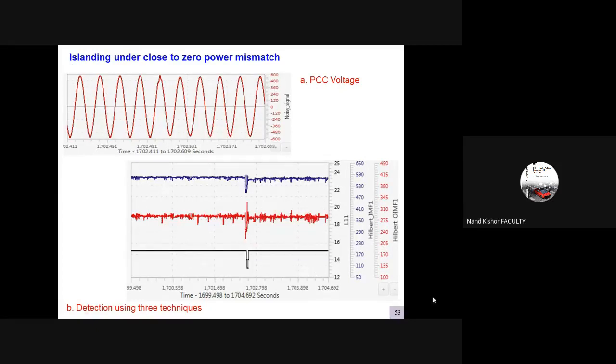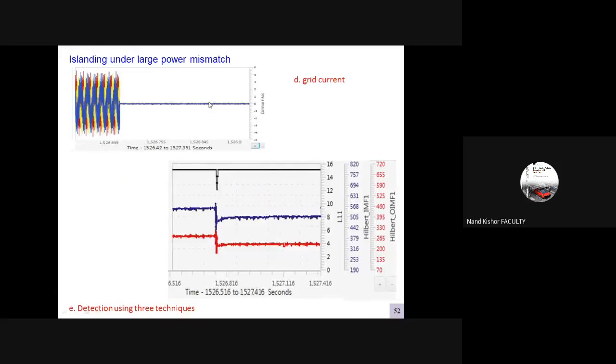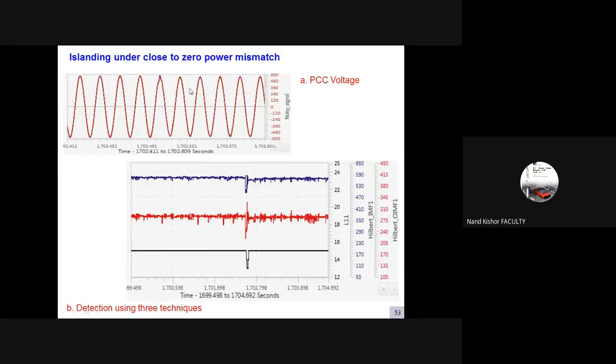Then we also have the case for a zero mismatch power, right? In this case, since it is zero mismatch power, the PCC voltage profile does not change. If you refer to the large mismatch power, the voltage profile has changed here. But for the zero power mismatch, the voltage profile at PCC remains consistent before the event and after the event of islanding. And with the detection that we achieve using these three techniques, this is perfectly indicated here.